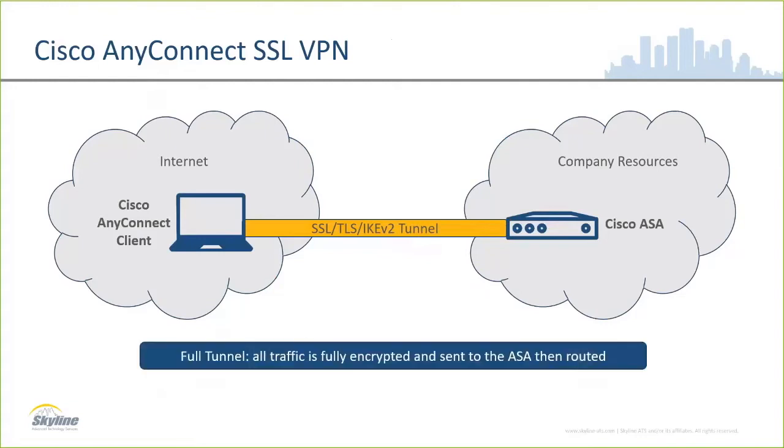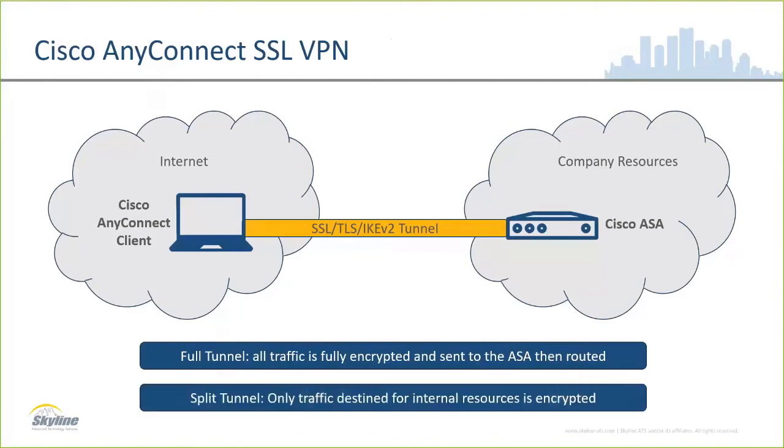In full tunnel mode, basically everything goes back to the ASA, and so all the traffic is encrypted. And then prior to routing, so prior to going out to the internet or anywhere else, everything anchors at the ASA. In split tunnel, only traffic that is actually destined for company resources behind the ASA is actually sent across the tunnel.